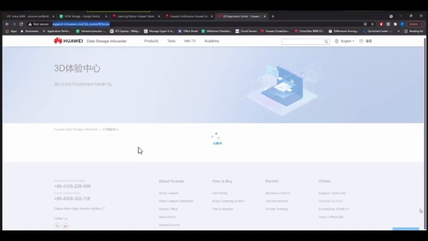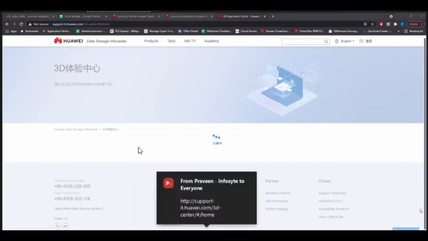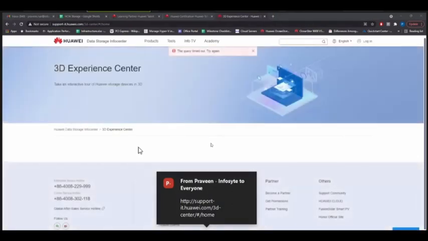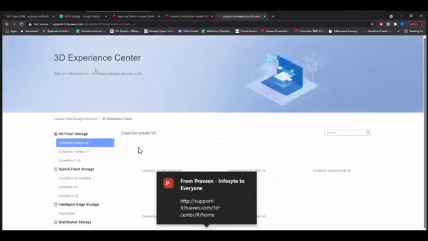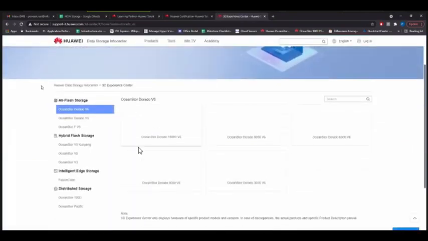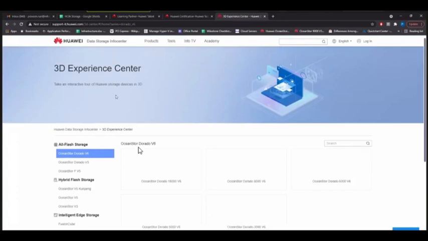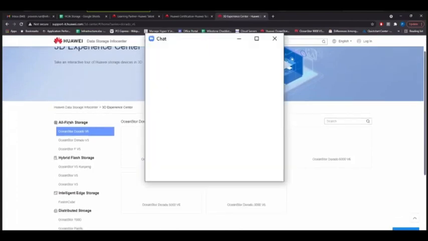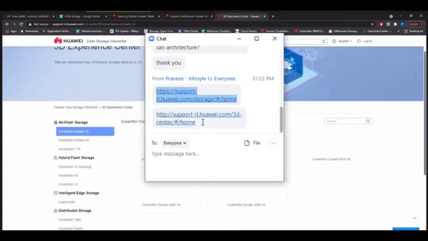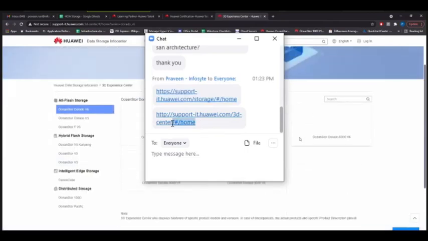Maybe you can use this link. I think this is a better one. Unless they change something. Oh man, they always change something. Okay, so you can see here, this will be the storage 3D experience center, which is actually a very underutilized product. It's something that Huawei created. Like say we are using OceanStor Dorado V6.